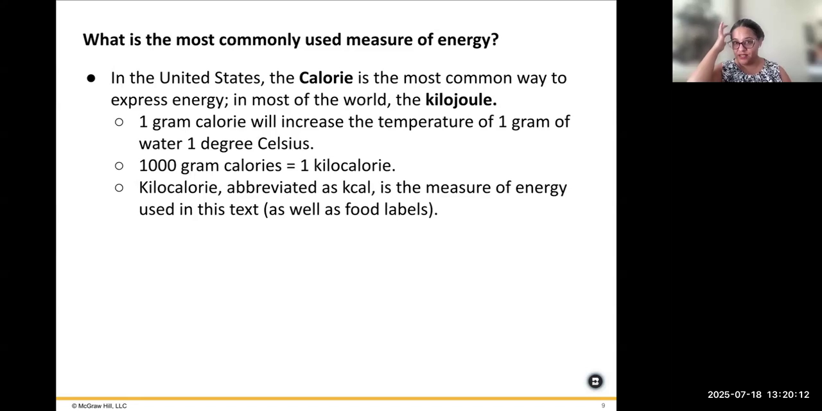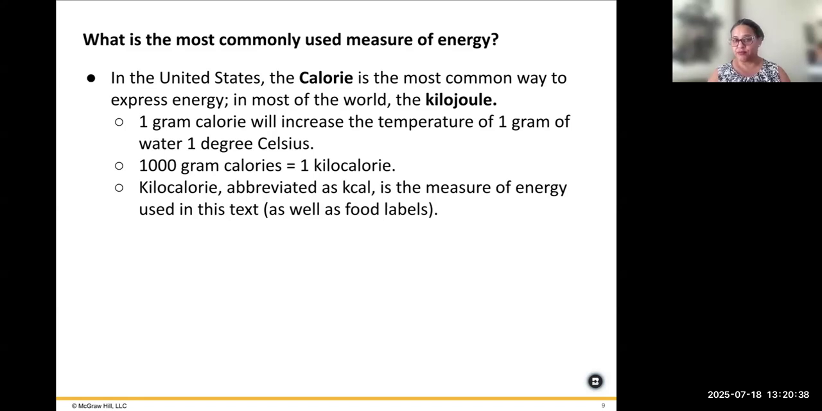The most common unit of energy that we use is the calorie. The most common way to express energy in most of the world is the kilojoule. One calorie will increase the temperature of 1 gram of water 1 degree Celsius. That is the definition of just what a calorie is. 1,000 calories equals 1 kilocalorie.